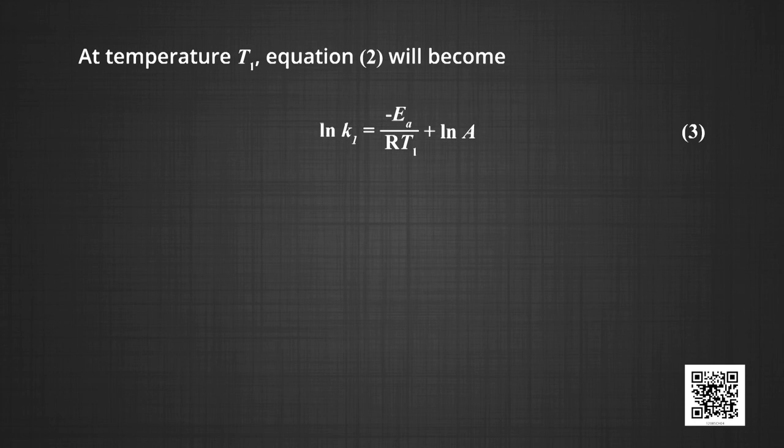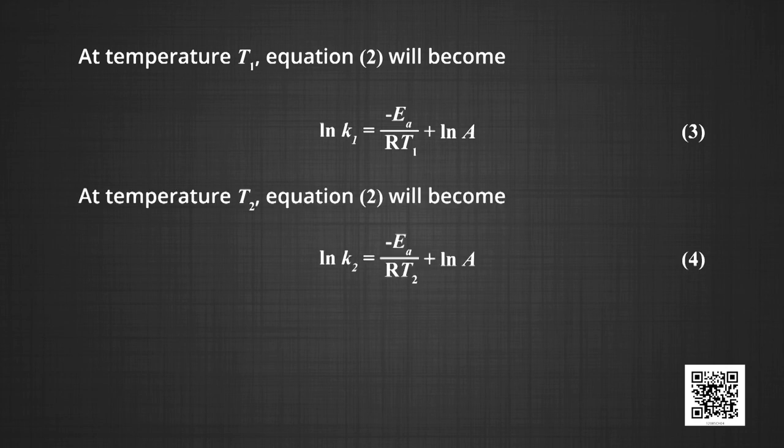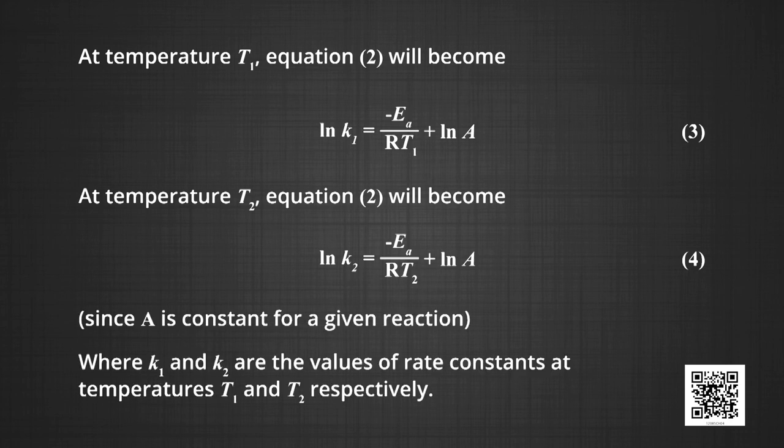At temperature T1, equation 2 will become ln K1 equals minus Ea by RT1 plus ln A. This is now equation number 3. Now, at temperature T2, equation 2 will become ln K2 equals minus Ea divided by RT2 plus ln A. Now, this is equation 4. Since A is constant for a given reaction, K1 and K2 are the values of the rate constants at temperature T1 and T2 respectively.